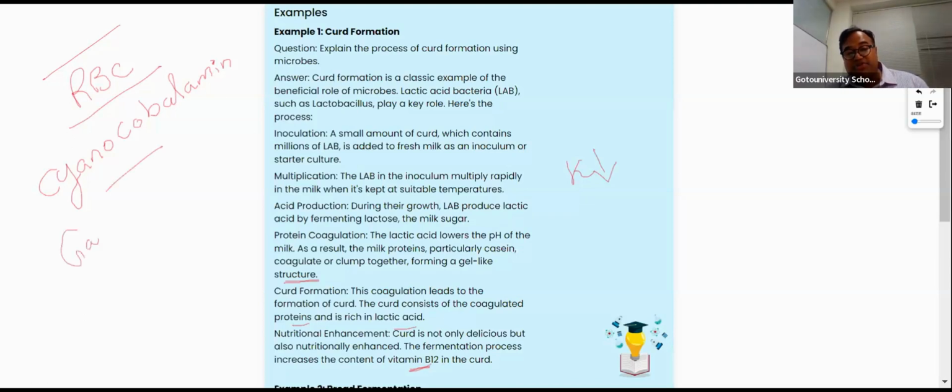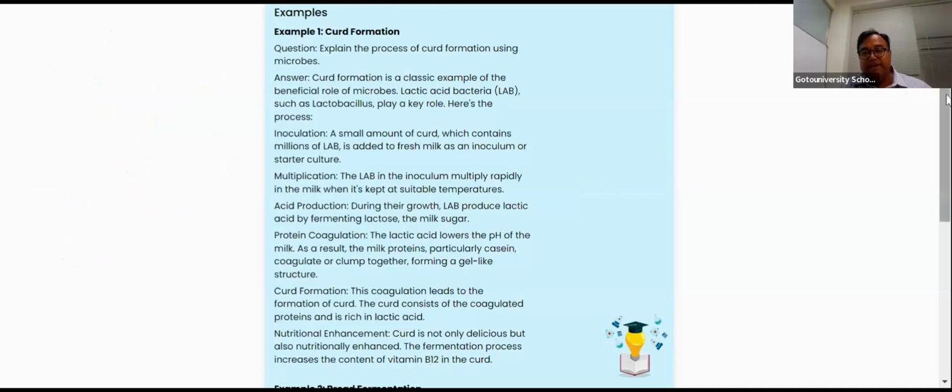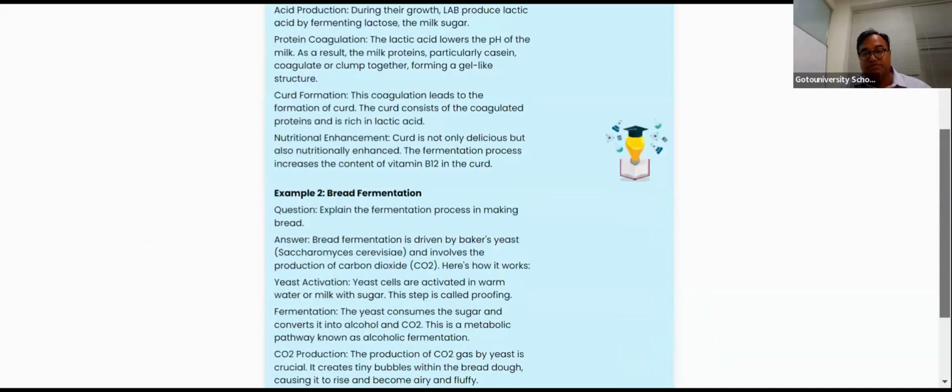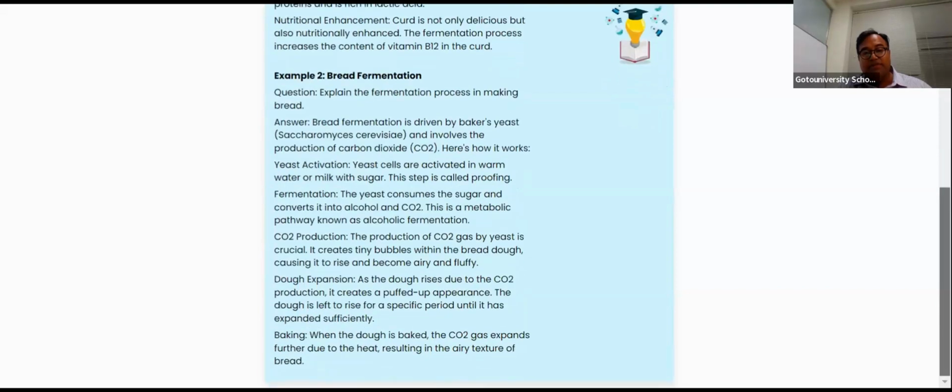So gas exchange, you know very well, gas exchange. Gas exchange or the breathing process is executed more nicely with the help of the RBC and hemoglobin formation, right? Now, if you're talking about the Lactobacillus lacti, this is the way your answer presentation is supposed to be. Now we are coming to bread formation.